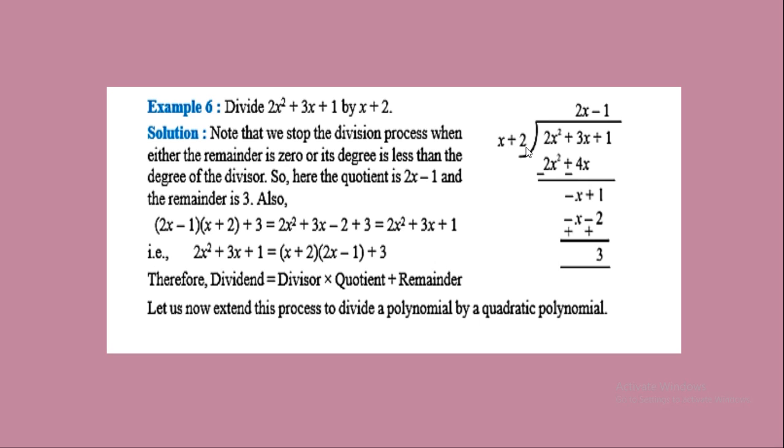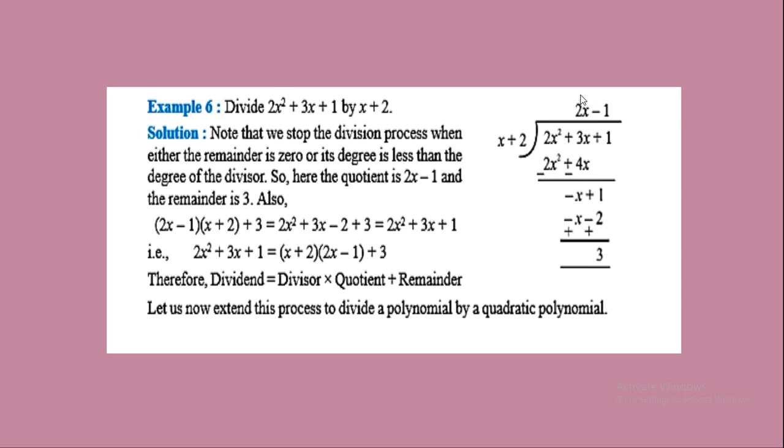To divide two polynomials, first we have to take the term with the highest degree of x. In the divisor, the term with the highest degree of x is x, and in the dividend it is 2x square. Now we have to divide this 2x square by this x, and when dividing 2x square by x, we will get 2x, isn't it?